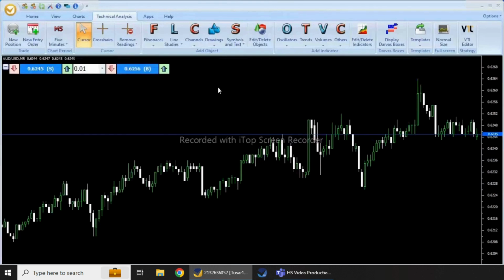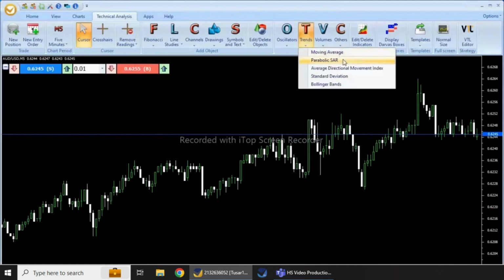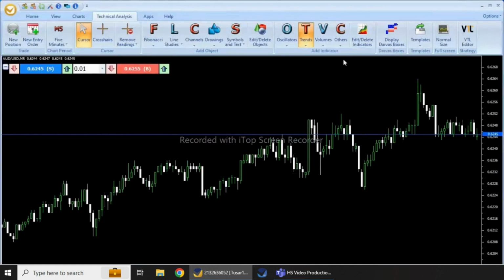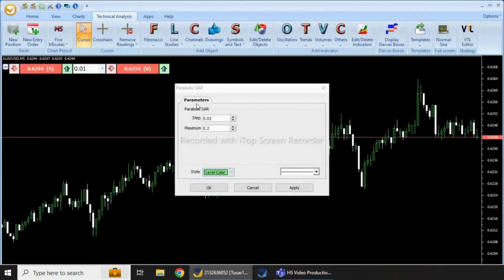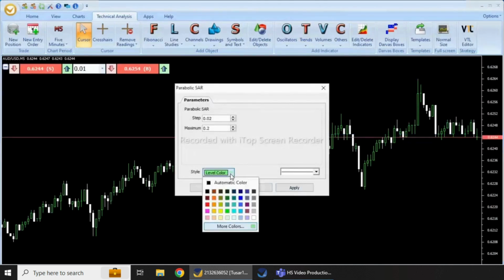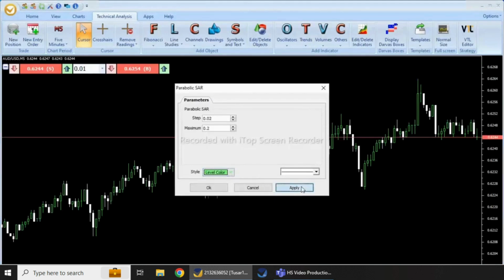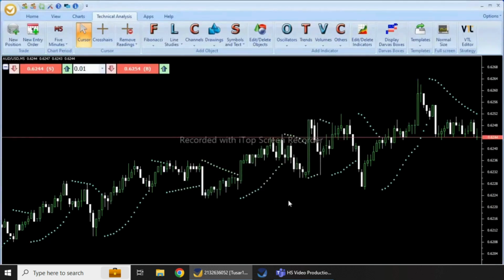Begin by navigating to the Technical Analysis section. Inside the Technical Analysis menu, you'll find Parabolic SAR. Select it. Now, you have the option to customize the appearance of the parabolic SAR indicator, including its color. Once you're satisfied with your preferences, click Apply and then OK.